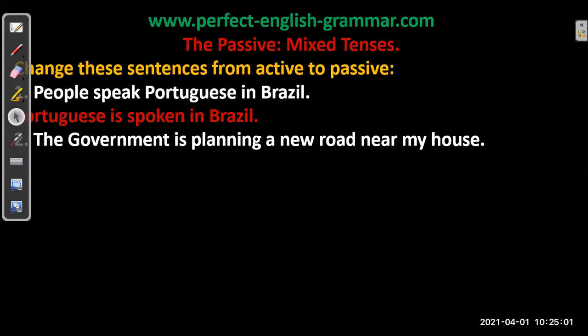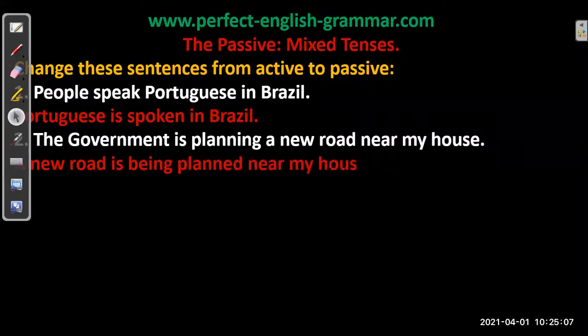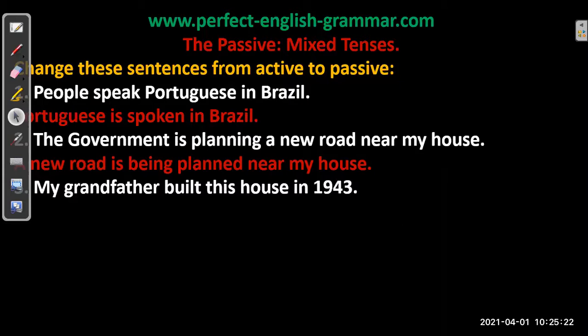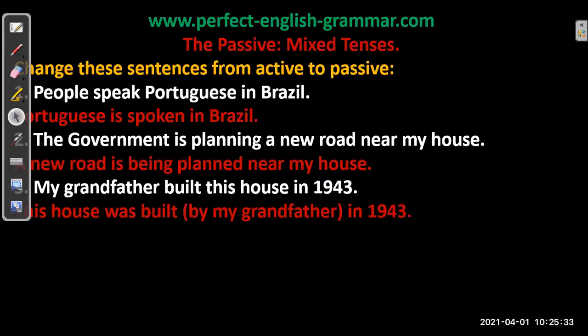Okay, number 2 now, Sally. A new road is being planned near my house. Okay, thank you. Number 3. My grandfather built this house in 1943. Who's ready? Obada. This house was built in 1943. Okay, you can add the subject, because the doer here is my grandfather, and you can put it after the past participle. Look at it again: this house was built by my grandfather in 1943.